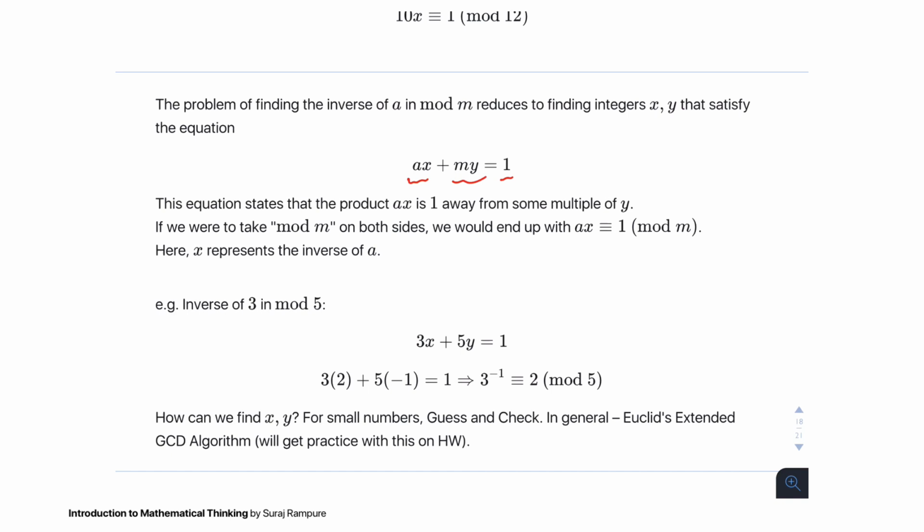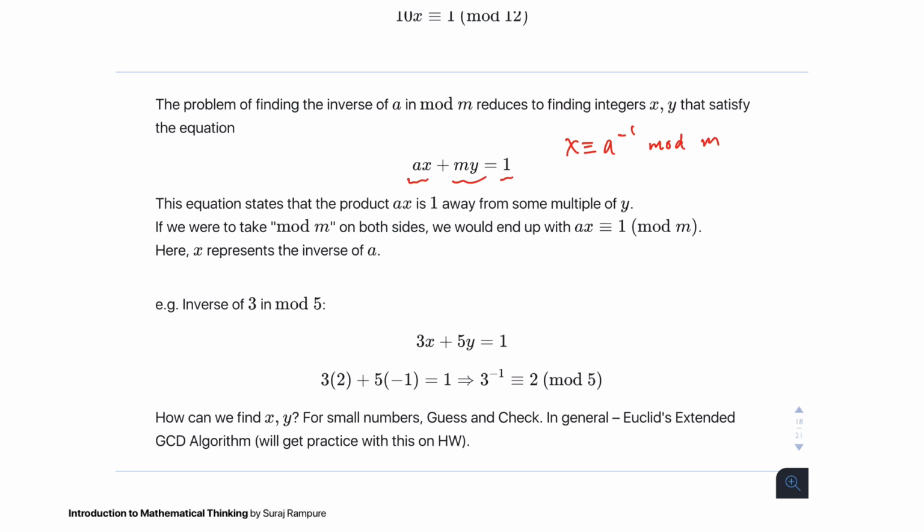Also, if you were to take mod m of both sides, the my term would disappear because that's definitely a multiple of m, so it's equivalent to 0. So on the left side, I would have ax, and on the right side, I would have 1, which is exactly what we're trying to solve, right? So if we find integers x and y that satisfy this equation, we know that x will be the inverse of a in mod m. Is that clear? So here, we have x is equivalent to the inverse of a in modulo m.